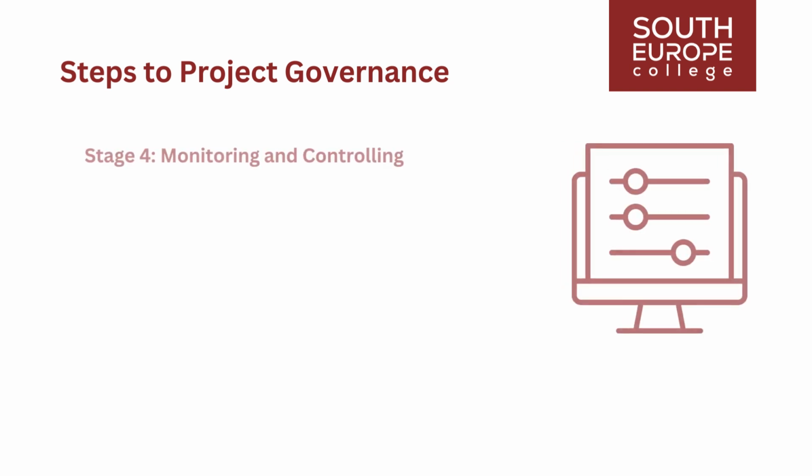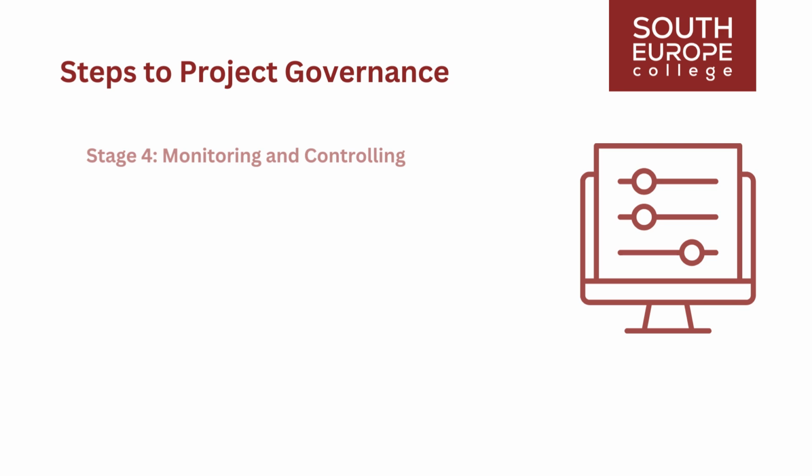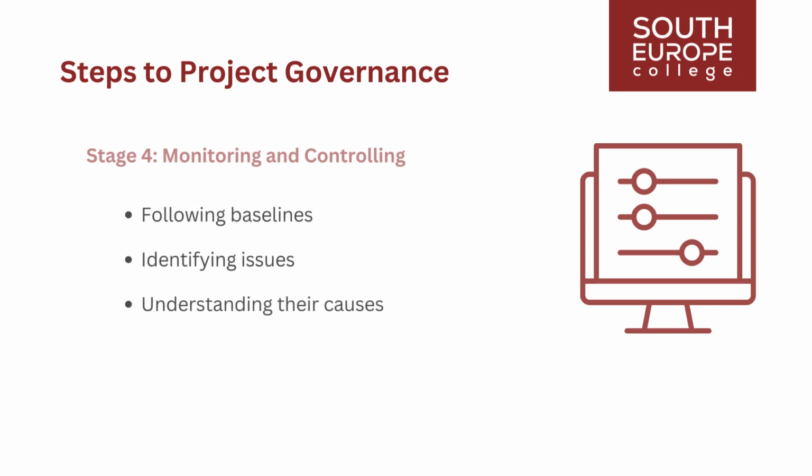This stage details the ongoing monitoring and controlling process, extending from the execution stage. It involves following baselines, identifying issues, understanding their causes, and determining mitigation processes to realign the project. Stage 4 is dedicated to monitoring and controlling the established governance processes outlined in the preceding phases.